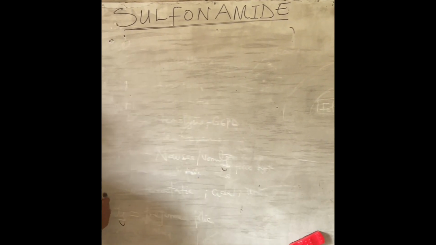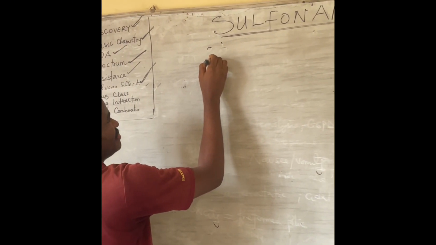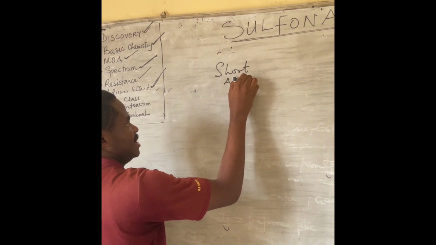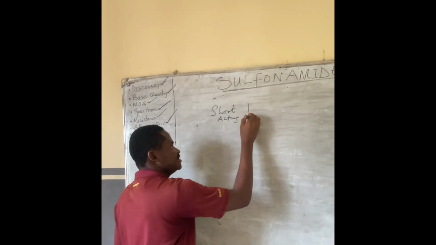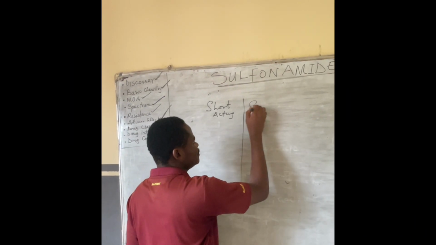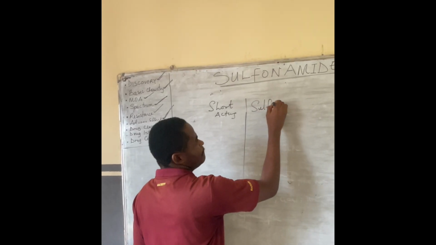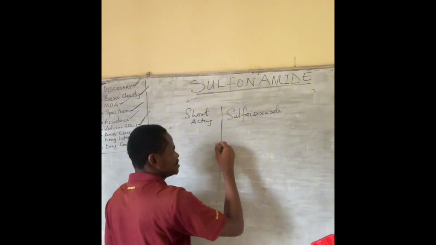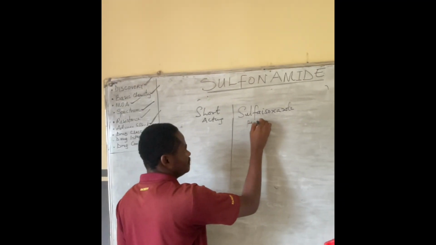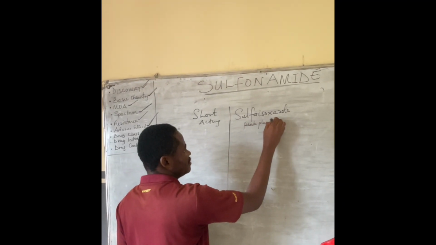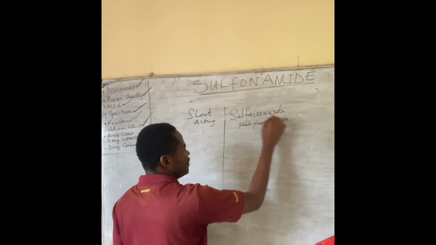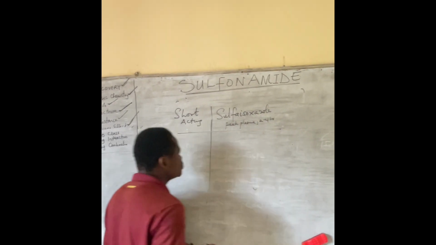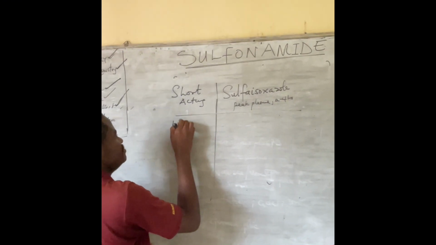For the drug class in sulfonamide, I'm going to divide them into short-acting. For short-acting, the major example I have here is the one I call sulfa-isoxazole, which has a peak plasma level of about 2 to 4 hours. Short-acting. Okay?